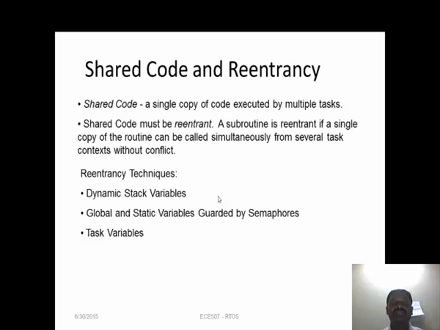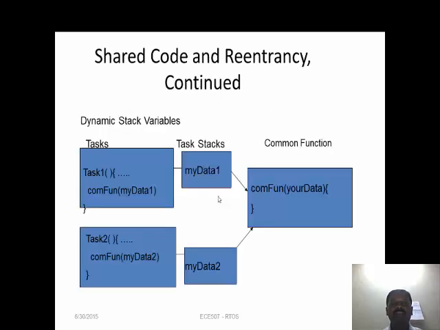So what are the ways that we can implement these re-entry techniques? Dynamic stack variables, global and static variables, and task variables. Here we are duplicating one such structure, showing how dynamic stack variables are deployed by two different tasks, by two different task stacks operating on a common function. Communication function of our data is one such function that's deployed by task 1 for its own task stack, and by task 2 for the same task stacks of data 2.